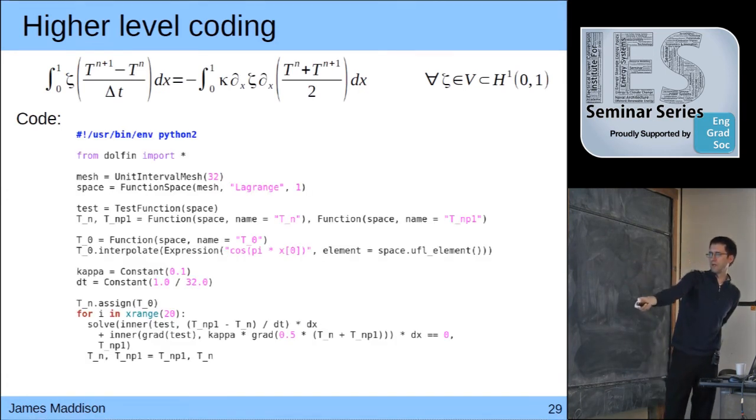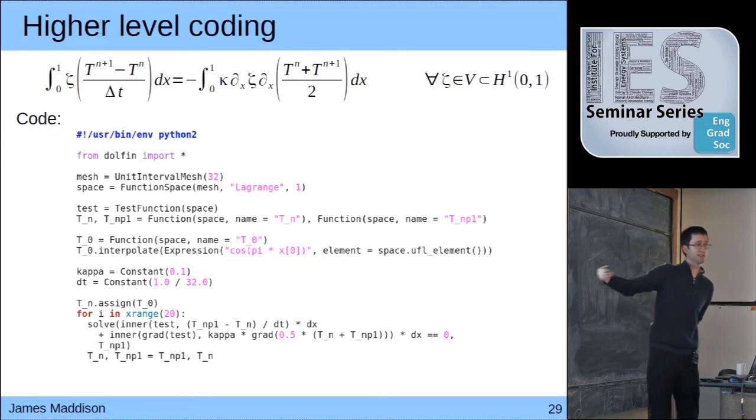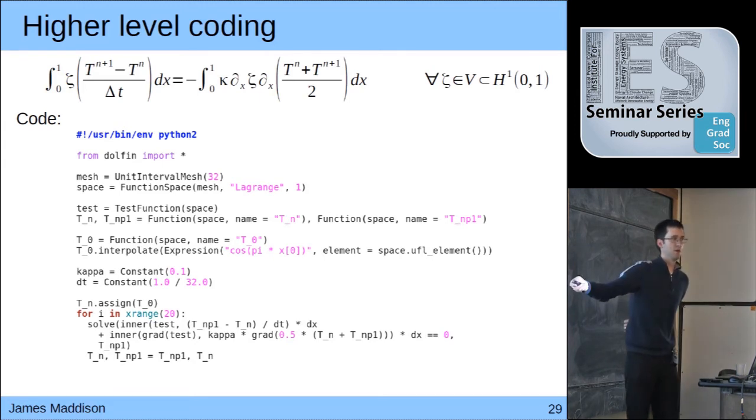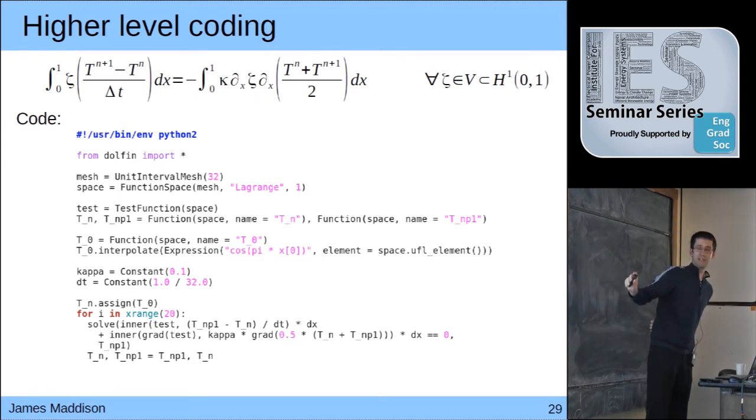And again, here are the important lines at the bottom, where it's saying, please solve this: an integral of the test function zeta times our time difference, and then I brought this on the other side, plus the integral of the grad of the test function, kappa times grad of the solution. It's all here. Here's the actual equation, just in code. Please solve it, and please time step the equation. Actually, if you do that, that's really not going to be very fast for this model.